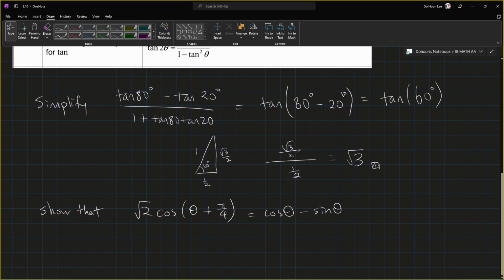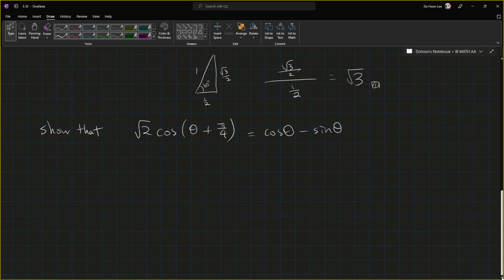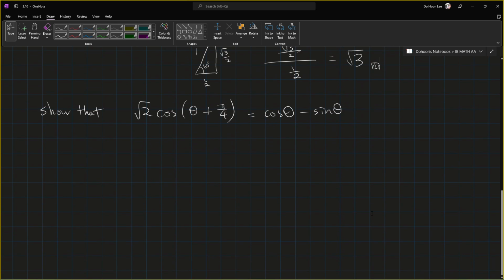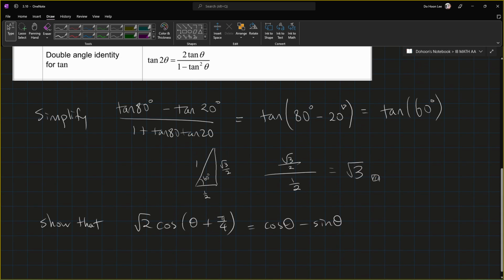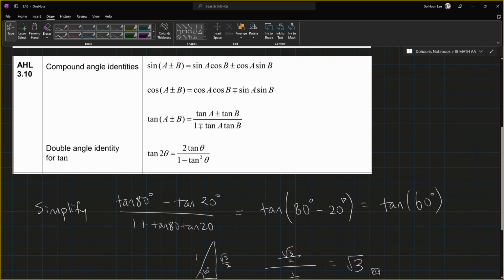Let's look at another question now. Show that square root of 2 times cosine of (theta plus pi over 4) is equal to cos theta minus sine theta. All right, this is kind of confusing, so let's just look at the formula booklet and see if we can find something that we can use.